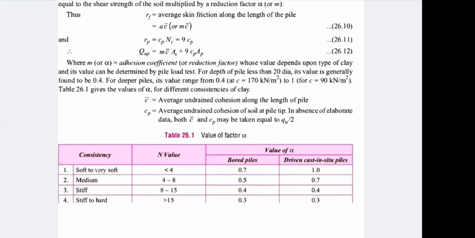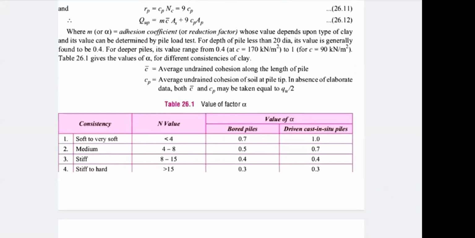The value of alpha for bored pile and driven cast in situ pile: for soft clay, the value of N should be less than 4. In case of medium clay, the value of N is 4 to 8. For stiff, it should be 8 to 15. And for stiff to hard soil consistency, it should be greater than 15. The value of alpha for bored pile in case of soft or very soft clay should be 0.7 to 1. For medium, it is 0.5 to 0.7. For stiff, it should be 0.4 to 0.4. And for stiff to hard, it should be 0.3 to 0.3, for bored pile or driven cast in situ pile. So this is about the value of alpha.